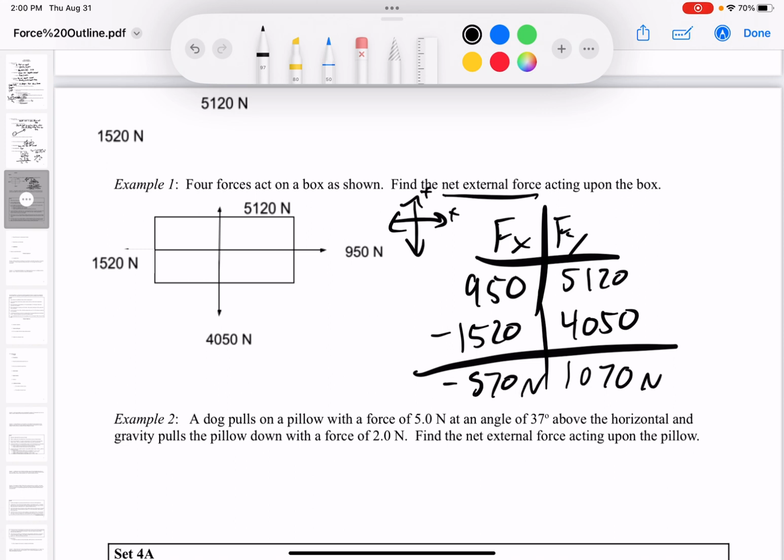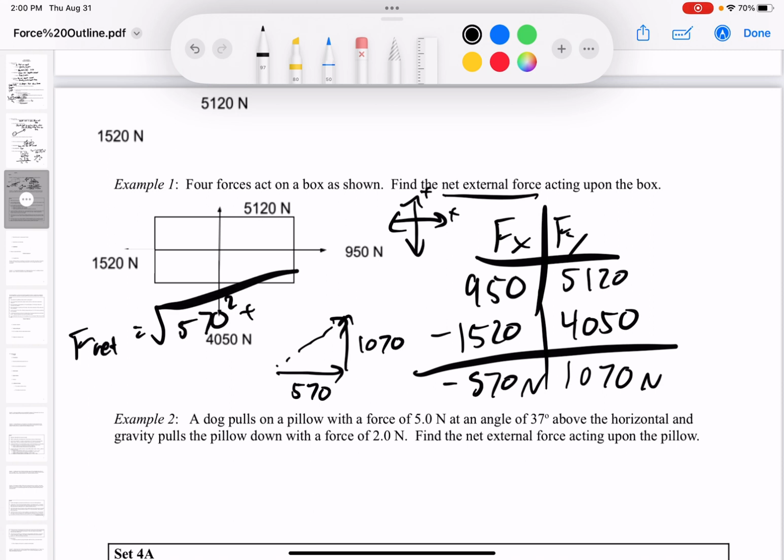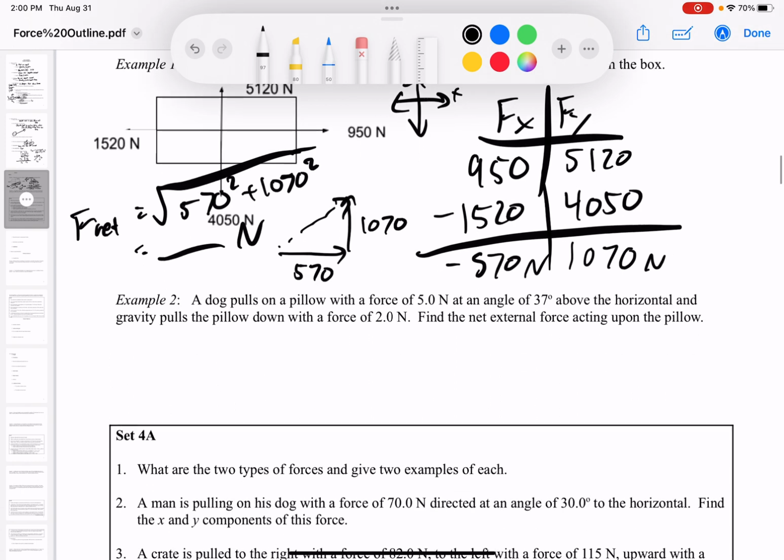And then to find our total F net, I just need to make my triangle. So I have x, I have y, I have 570 and 1070. And then to find F net, I just have F net equals the square root of 570 squared plus 1070 squared. Okay? And so we'll get some number for that. And make sure you write your newtons. The important thing is not this algebra step, but just showing you where that's coming from.